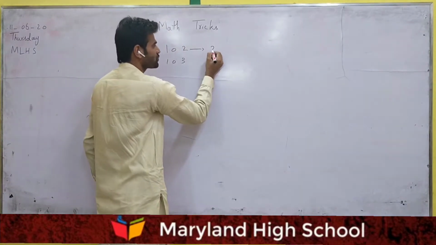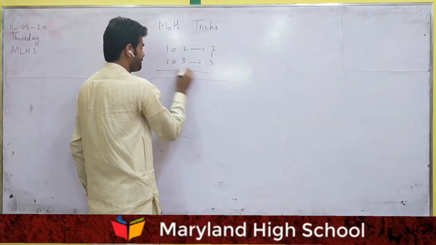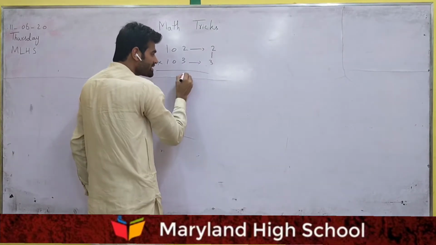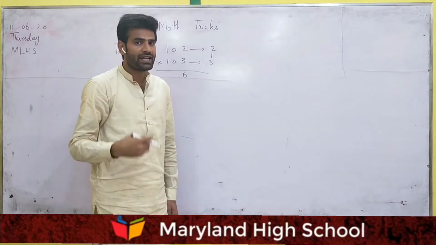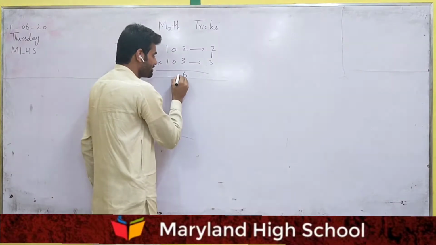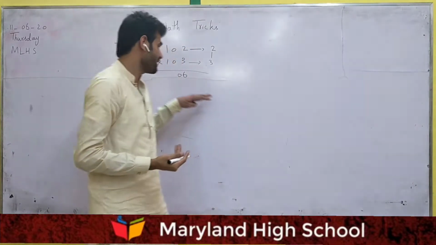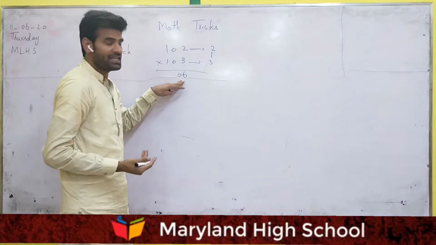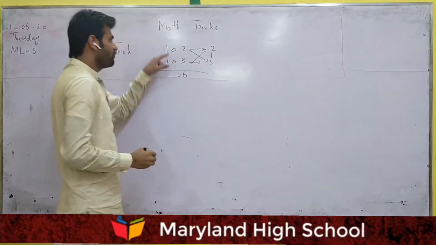102 is definitely 2 more than 100, and 103 is 3 more. Then multiply them: 3 twos are 6. Right here, write 6, but write it in 2 digits, as we learned last year. Write 06. Then add by cross adding.